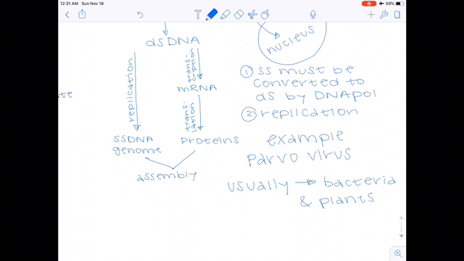Also, something to note about these viruses, they are very, very small, and they are therefore dependent on the host cell to supply not only the DNA polymerase and the RNA polymerase too, but also the host cell needs to supply enzymes to catalyze replication and transcription.